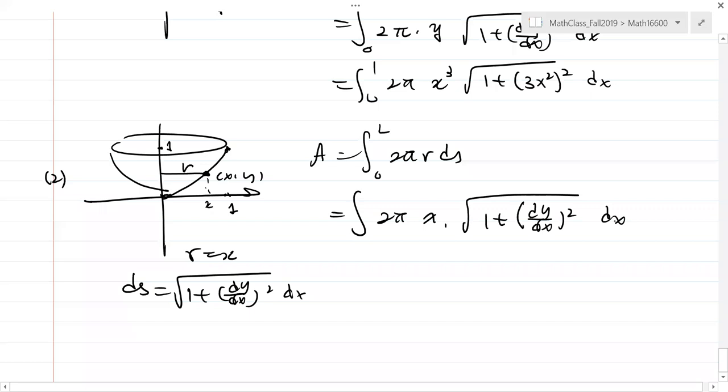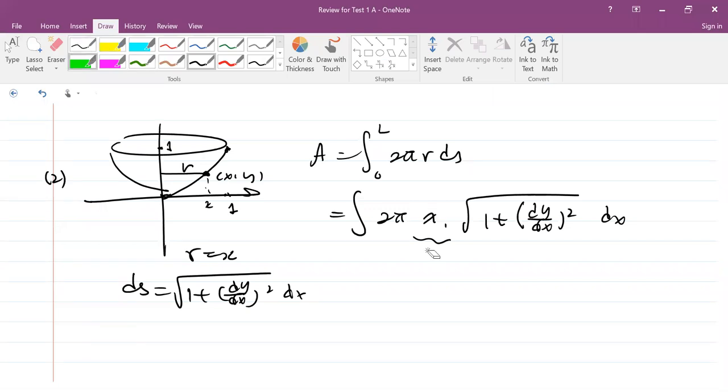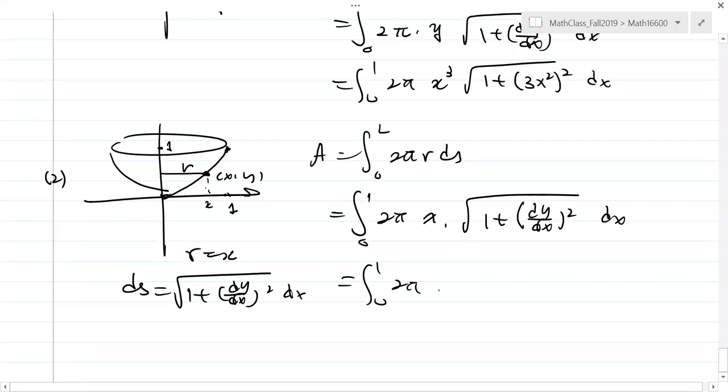Now, if you just memorize a very specific formula from the book, there's a 50% chance you put a function f of x there, because that's what they show in the formula in the book. But the f of x there represents a radius, and here the radius is going to be x, not f of x. So actually this should be R, not f of x. And if R is x, then it is x, and this is going to be the square root of 1 plus 3x squared, squared, dx.